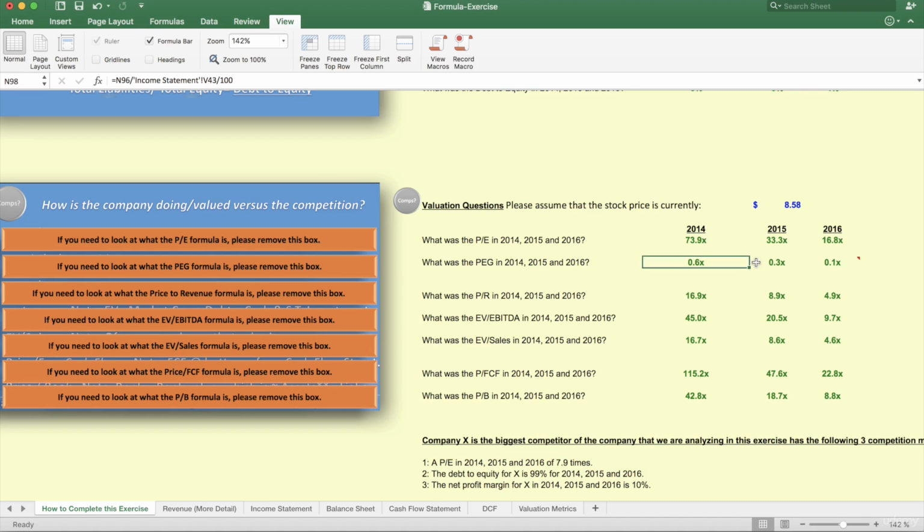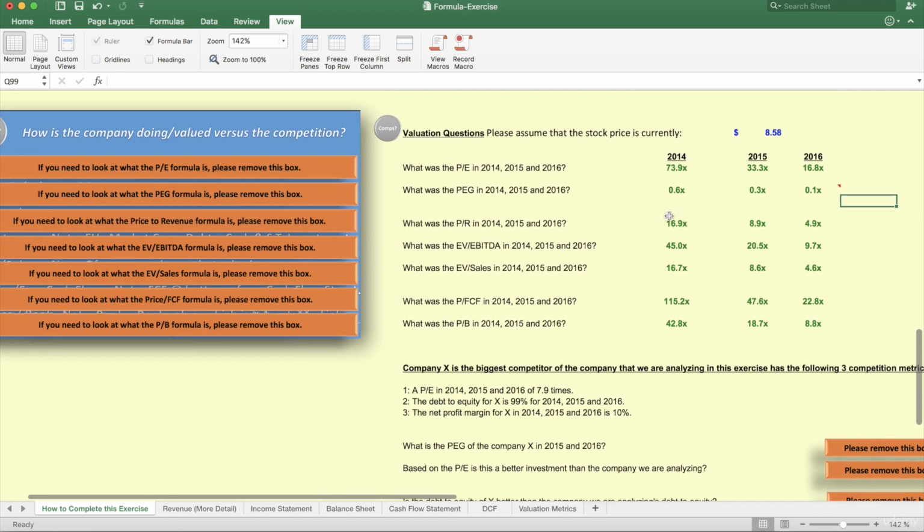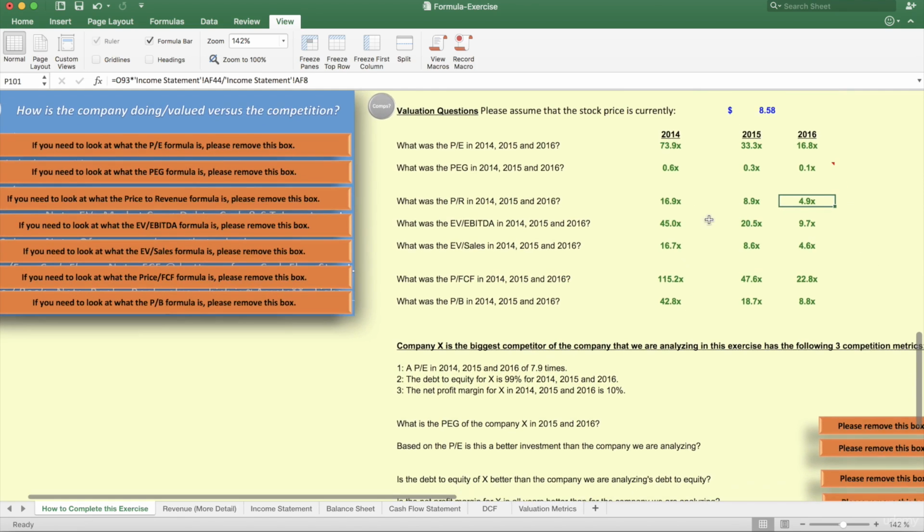What's our PEG? This is ridiculously low. Look at that. Bargain. You'll rarely see a PEG that low. Anything under 1's a screaming buy. You obviously know I like this company, whatever company this is. We just made it up. Price to revenue looks pretty darn cheap as well, given the growth rates. EV/EBITDA looks decent, right?